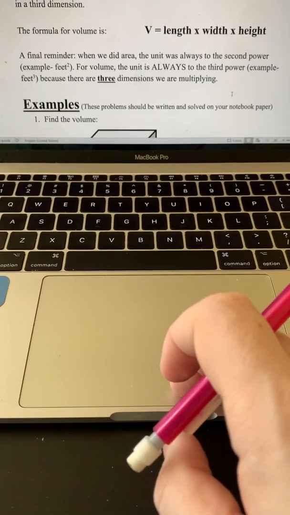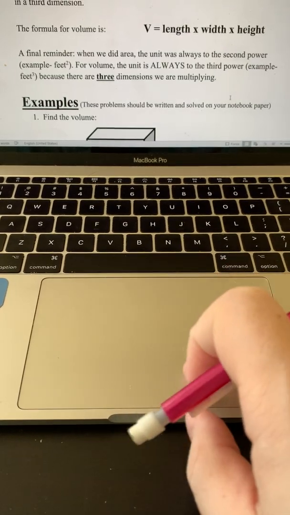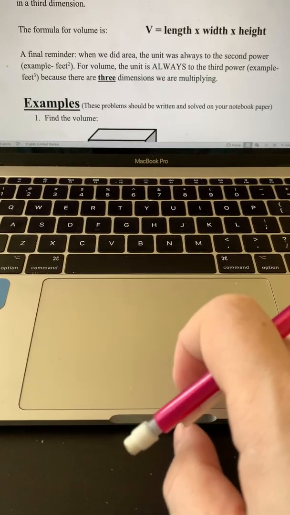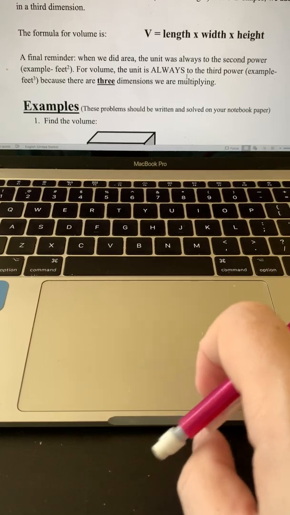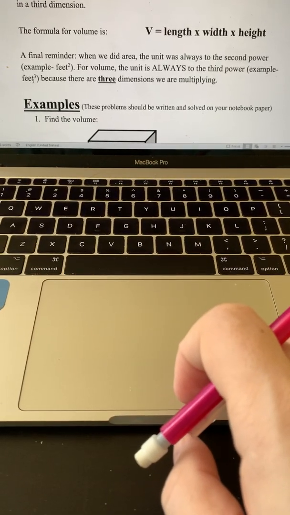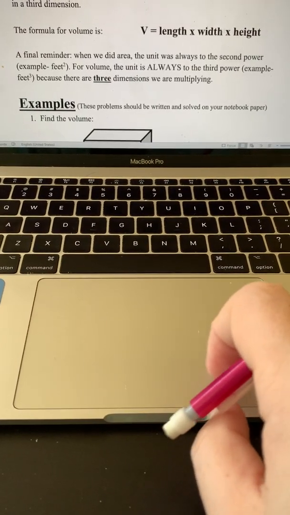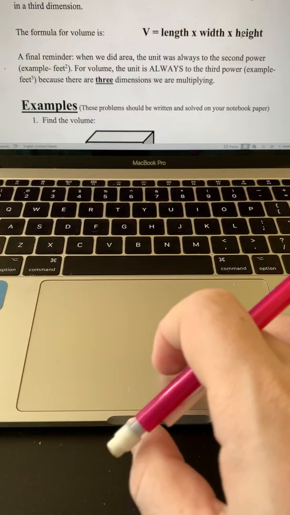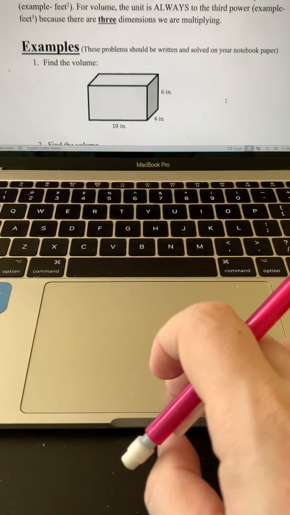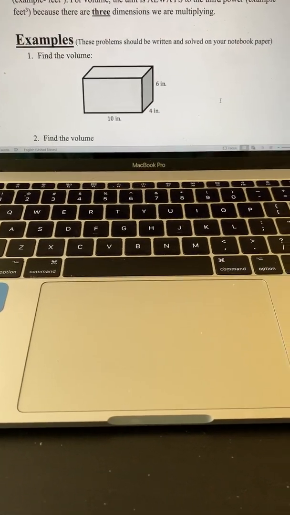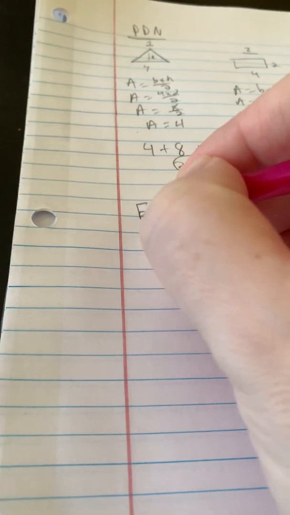A final reminder, when we did area, the unit was always to the second power. Example, feet squared. For volume, the unit is always to the third power. Example, feet to the third power, because there are 3 dimensions. Length times width times height gives me to the third power. So let's look exactly how this would look. Find the volume. On my scratch paper, I'm going to write examples. I'm going to start with number 1. Whenever I'm asked to find volume of a rectangular prism, I'm always going to start with my formula.